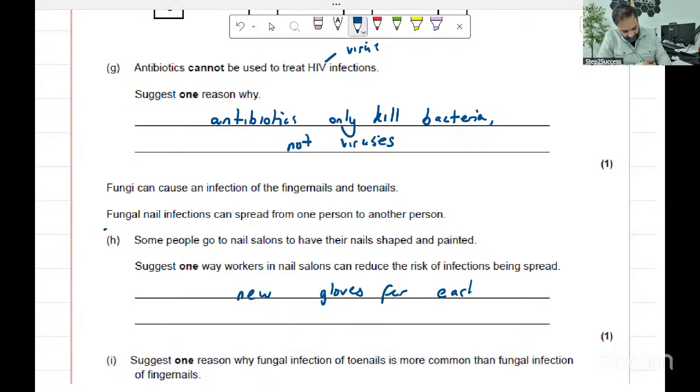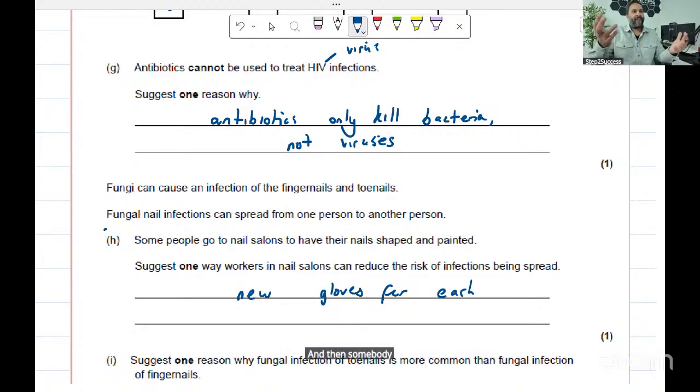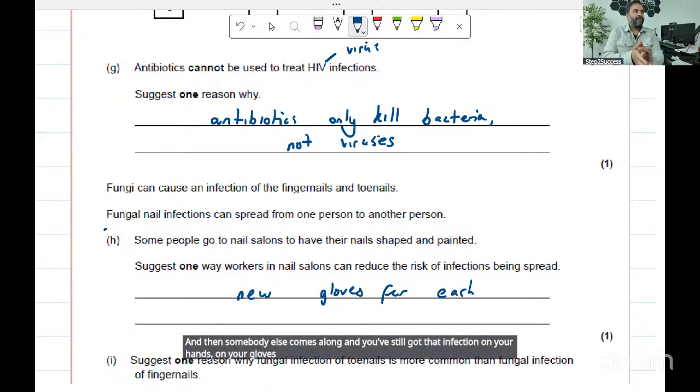Just wearing gloves doesn't make sense if you think about it. Because if you wear gloves and you treat somebody, and then somebody else comes along and you've still got that infection on your gloves, and then you treat them. So the point is you need to change your gloves, like Subway workers.